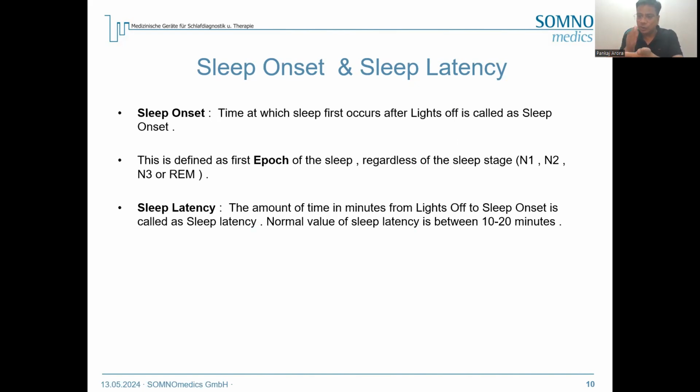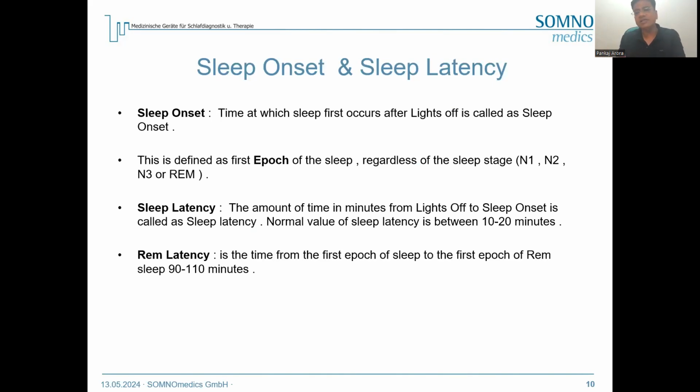So how much time it took from the lights off to the first epoch of sleep, that is called sleep latency. And 9:20 p.m. is called sleep onset. So sleep onset is the time where the first epoch of sleep comes, and how much time it took from the lights off to the first stage of sleep is called sleep latency.